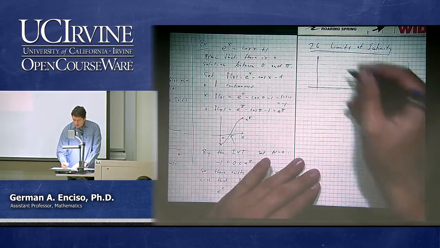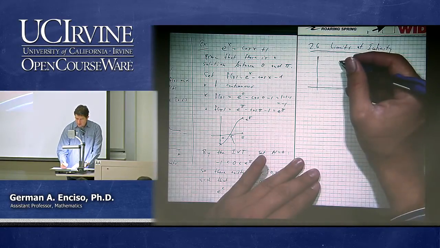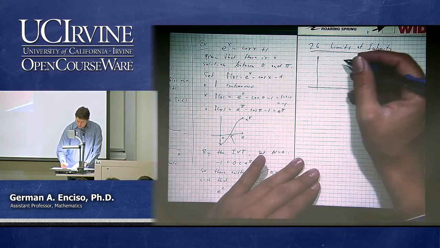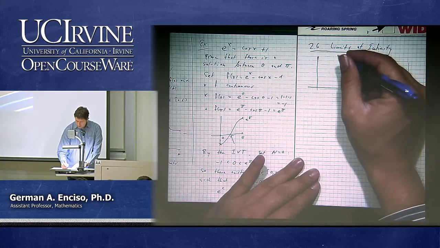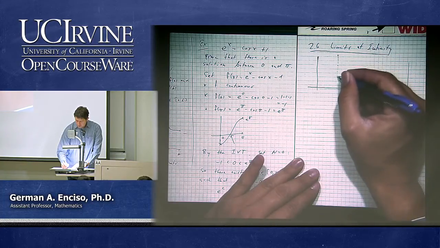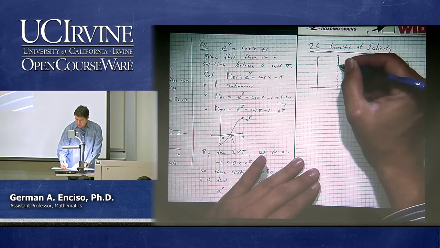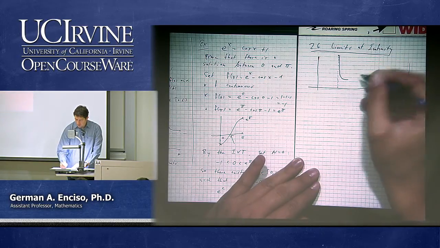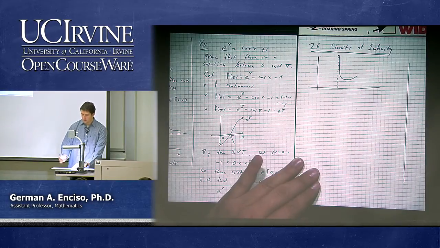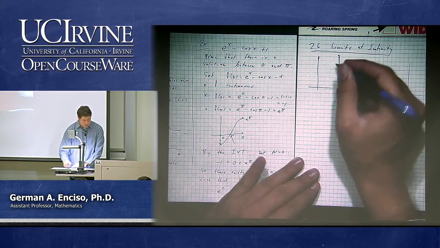We had already talked about something called vertical asymptotes. What's a vertical asymptote? It's one of these things, right? It's a dotted line such that the function gets closer and closer to the line. Right? We call this thing a vertical asymptote.